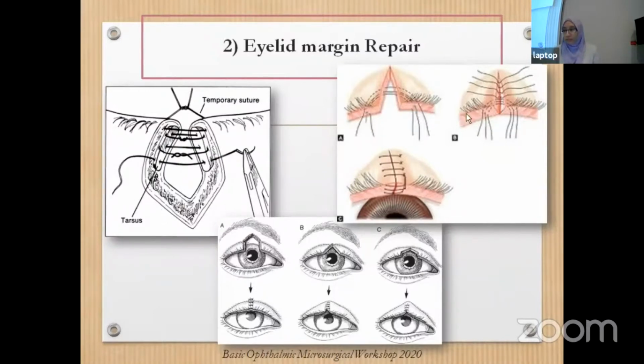This is another technique. We use 3 lines of suture. The first one is the grey line, this one, and then one more suture just in front of it, and then one more suture just behind it. So there are 3 knots like this. So there are different techniques.